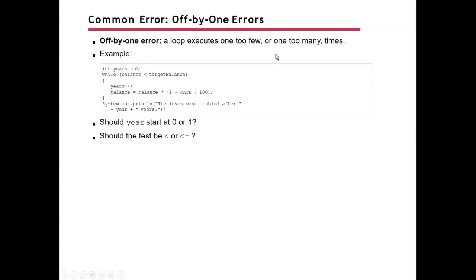Off by one error. Loop executes one too few or one too many times. And so the question is, does the year start at 0 or 1? Well, if we start at 0, we will go n minus 1 times. So should the test be less than or equal?